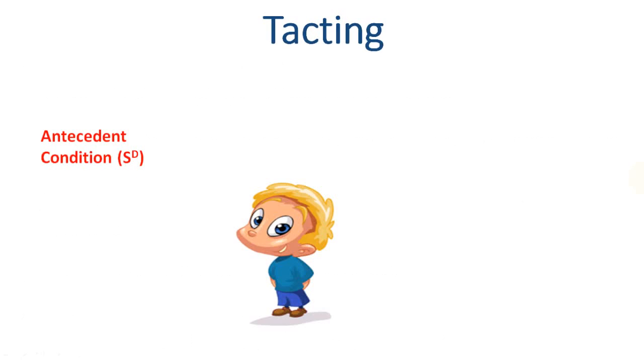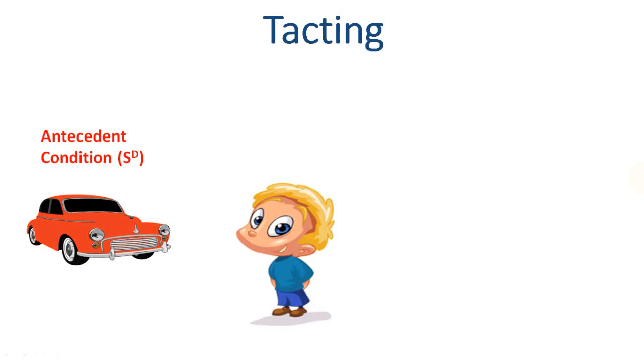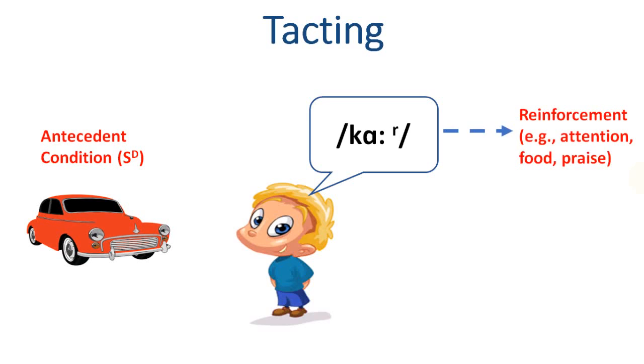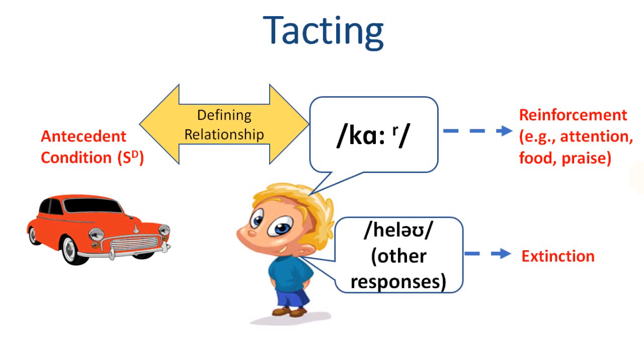So here we have an example, an antecedent condition or an SD, a discriminative stimulus. In this case, we have a car. And we could have a response corresponding to the sound car, and that would have been reinforced in a verbal community. So the defining relation would be between that discriminative stimulus, in this case this vehicle, and the sound, and any other responses, that is any other sounds corresponding to other objects, would not be reinforced, and that would lead to extinction. That is, the probability of uttering other sounds that conventionally do not refer to cars would not take place.